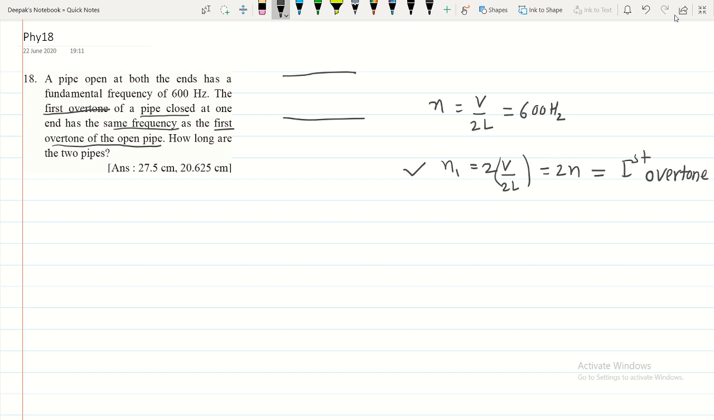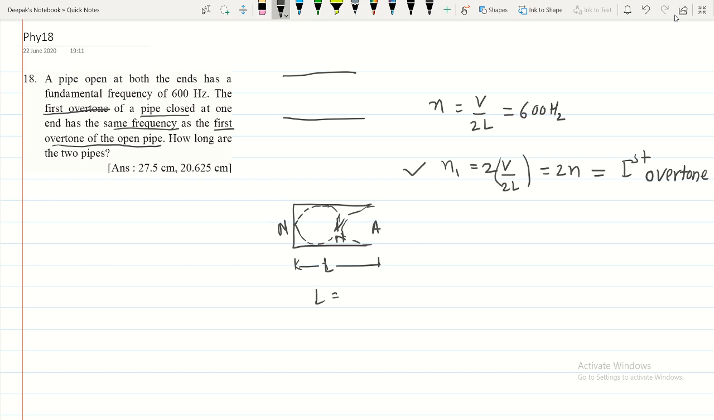This is equal to the frequency of the first overtone of a pipe which is closed at one end. Now in the first overtone of a pipe closed at one end, we have a situation like this. So this is the frequency of this particular overtone. Say this is length L. Here there will be a formation of a node, here a node, and here an antinode.